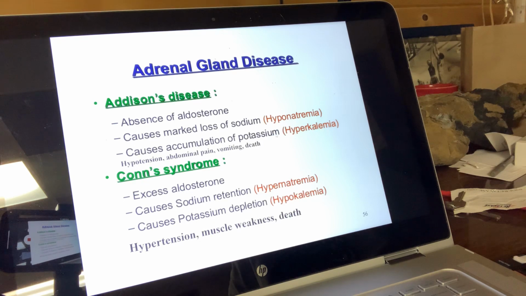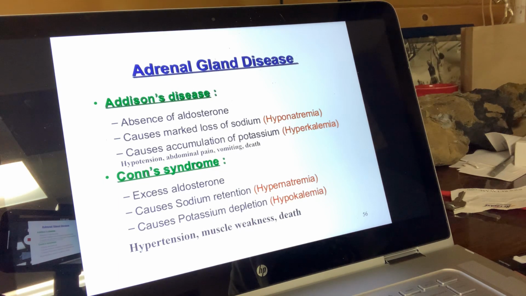People who present in extremis with low sodiums, high potassiums, one of the things you have to think of is that they could have Addison's disease. Other associated findings: low blood pressures, abdominal pain, vomiting. This can cause death. It's easily treated with steroid that replaces the aldosterone if it's diagnosed.